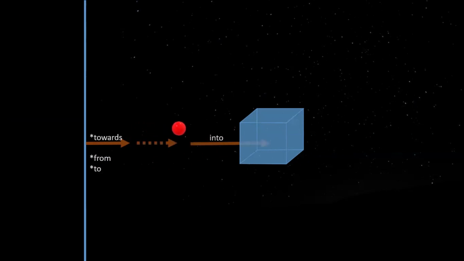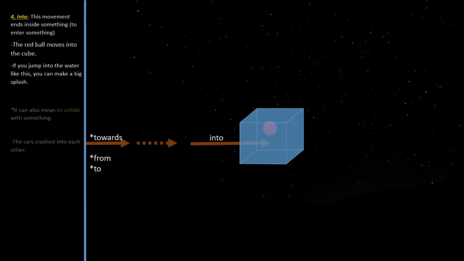The next preposition of movement is into. As you can see, we have two put together, in and to. When you use into, it means that this movement ends inside something, or to enter something. As you saw, the red ball is now in the blue cube, but because this was related to movement, you simply say into.